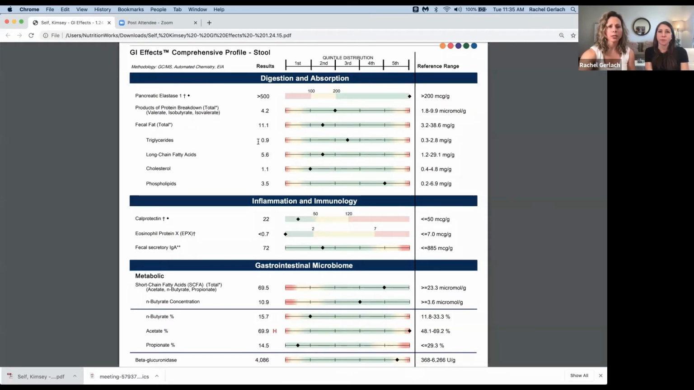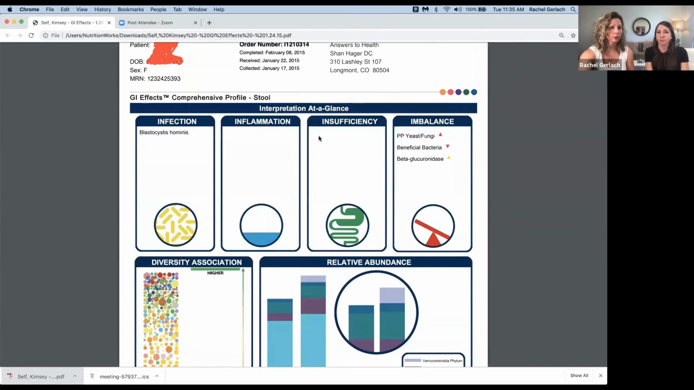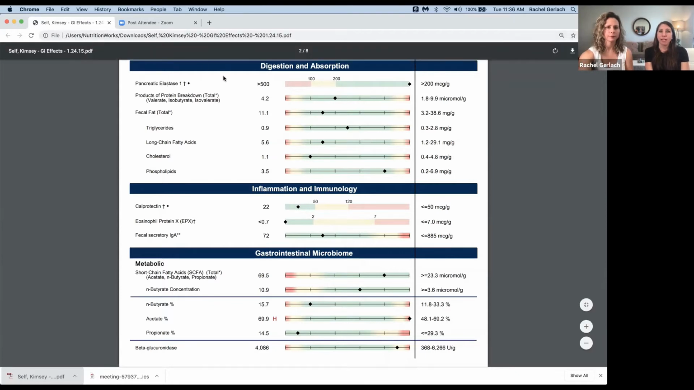So let's look at your digestion and absorption, which refers back to the insufficiency. Exactly. Okay, so let's take it. So not bad. Not bad, right? Yeah. Digestion and absorption looks pretty good. Yeah. So one first marker that we want to look at is that first marker there called pancreatic elastase. This reflects our pancreatic enzyme output.